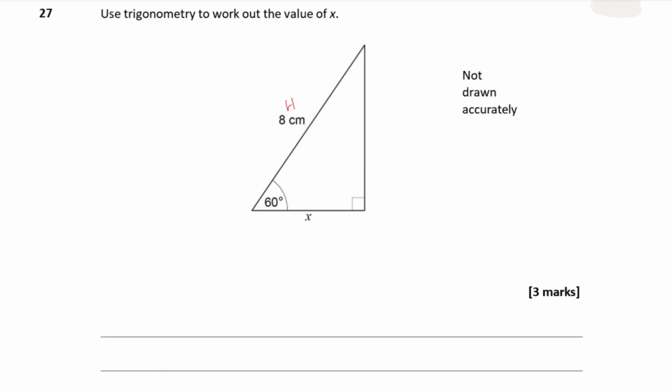Now the other two sides are labelled relative to the angle we've been given, and we've been given this angle down here, the 60-degree angle there. This one over here is on the opposite side, so we call it the opposite, or O, and this one down here is joining on to the angle, so we call this one the adjacent. Adjacent means next to. So we've labelled up each of our sides.